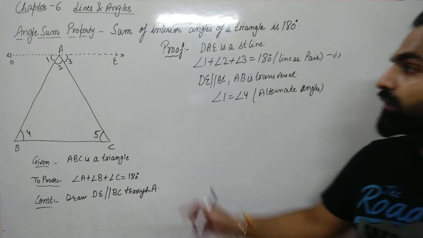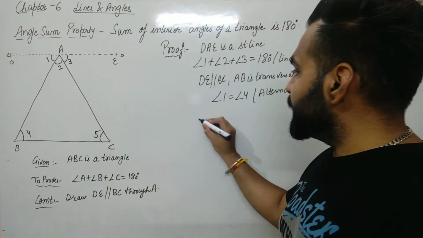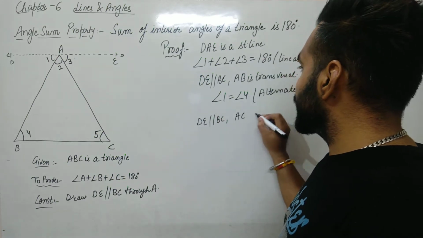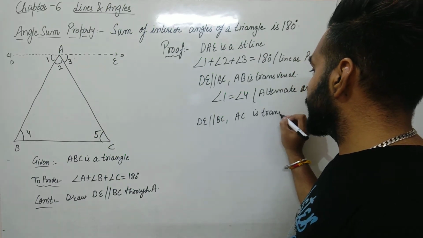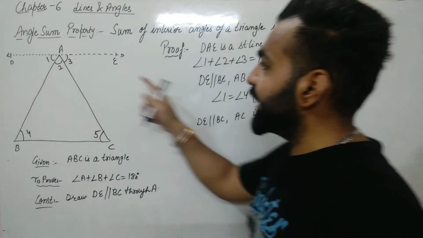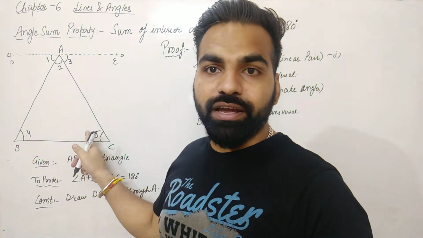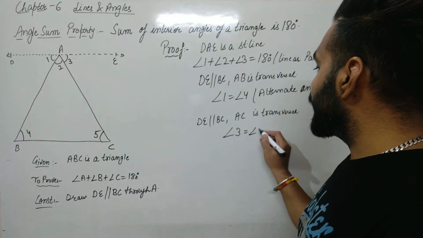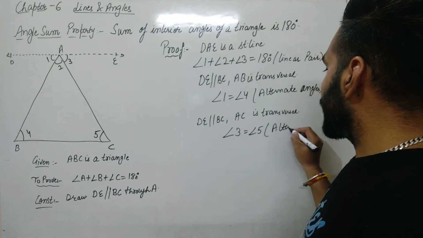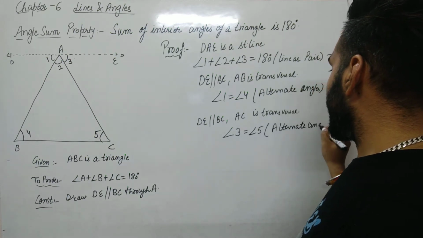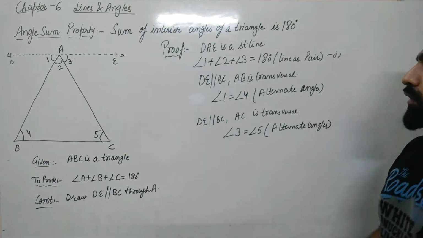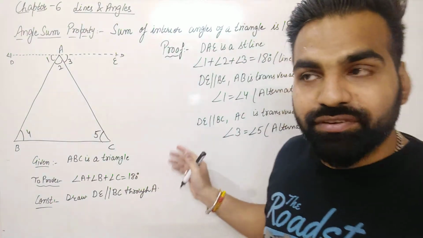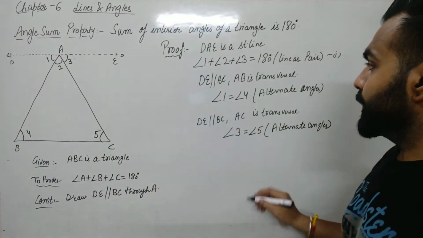Again we can see that DE is parallel to BC and AC is transversal. So angle 3 will be equal to angle 5 because they also form pair of alternate angles. So angle 3 is equal to angle 5, alternate angles. Now angle 1 is equal to angle 4, angle 3 is equal to angle 5. We will put these values in equation number 1 here.